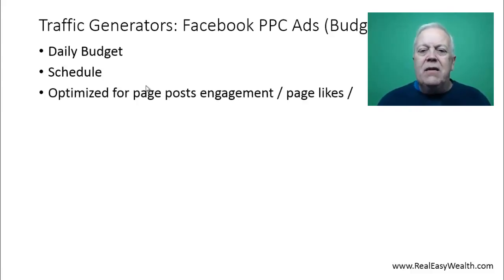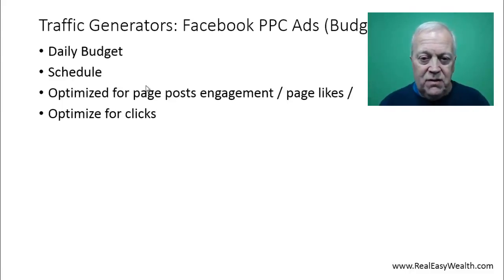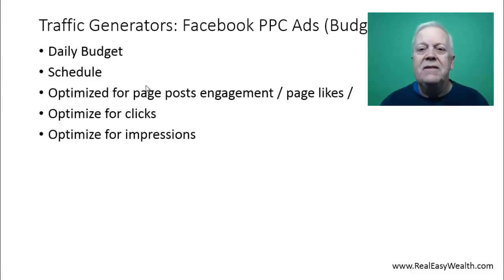Ads can be optimized for a number of different things. First of all, I mentioned the types of ads: post engagements, page likes, specifically for those, but they can also be optimized for clicks. So you can designate whether you want to pay per click, and that can be anywhere from a few cents to a number of dollars for a click. The other thing you can do is optimize for impressions, and that can be X number of cents per thousand. They usually do it by 1,000 impressions, and an impression is anytime your ad is displayed.